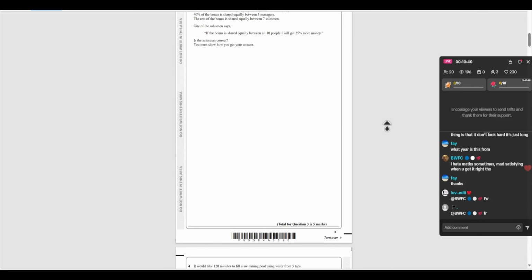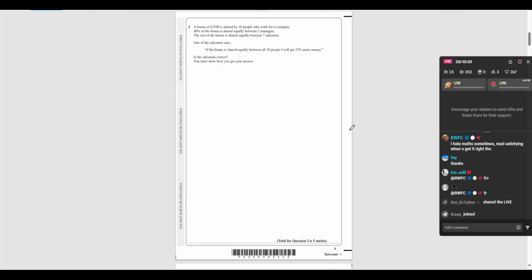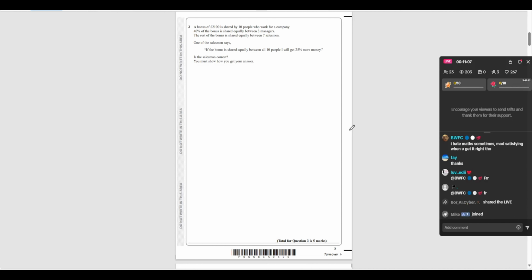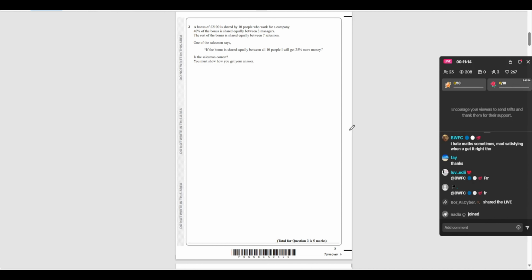Now we're going to move on to question number 3. A bonus of 2,100 is shared by 10 people who work for a company. 40% of the bonus is shared equally between 3 managers. The rest of the bonus is shared equally between 7 salesmen. One of the salesmen says, if the bonus is shared equally between all 10 people, I will get 25% more money. Is the salesman correct?